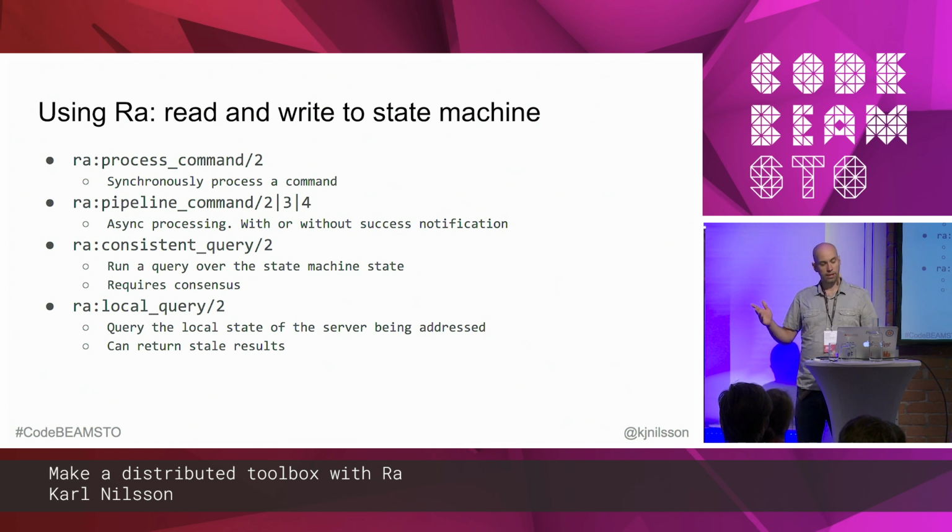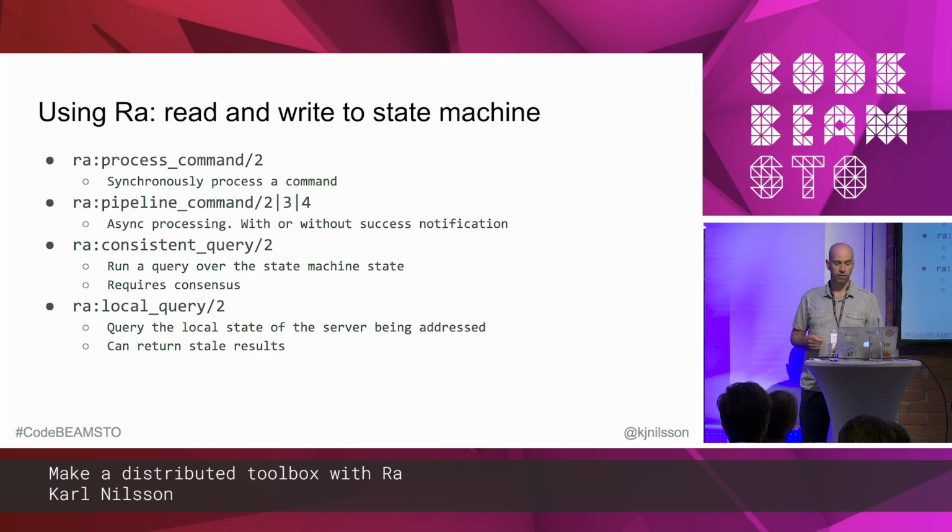But then we've got pipeline command as well, which allows you to send the equivalent of a cast. You send a command in, and then you can provide some options to get an asynchronous notification at some later point when that command has been applied to the state machine. So all the consistency and replication magic has happened, and you get a reply. That's how you achieve high throughput with Ra.